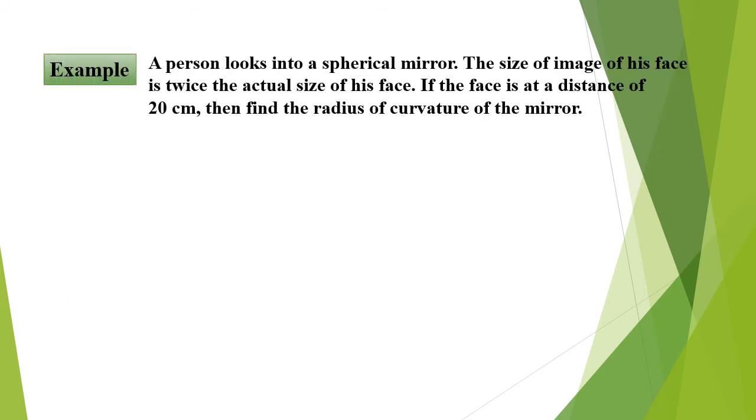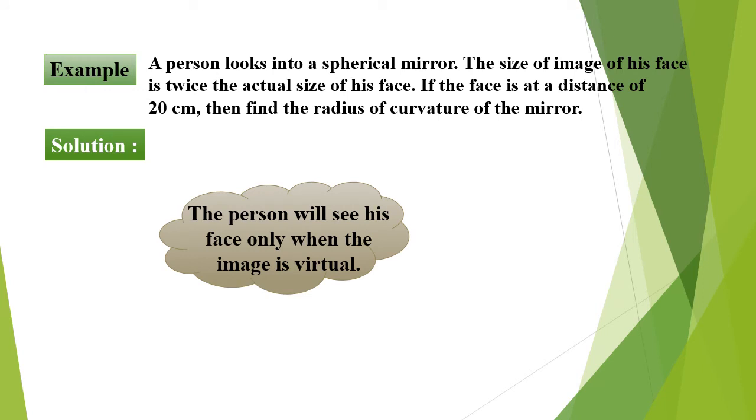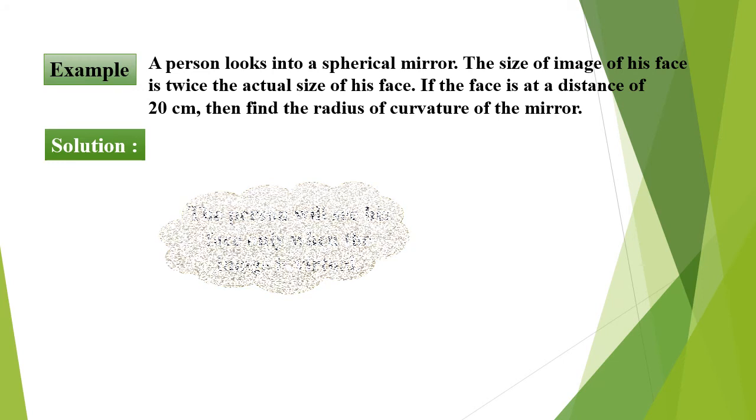A person looks into a spherical mirror. The size of the image of his face is twice the actual size of his face. If the face is at a distance of 20 cm, then find the radius of curvature of the mirror. The person will see his face only when the image is virtual. That case we need to remember.